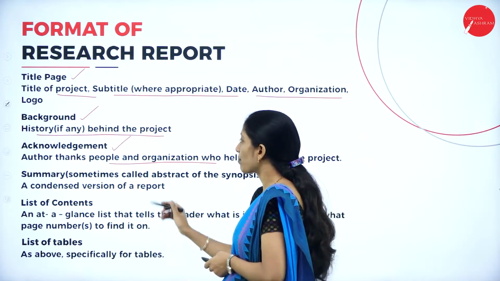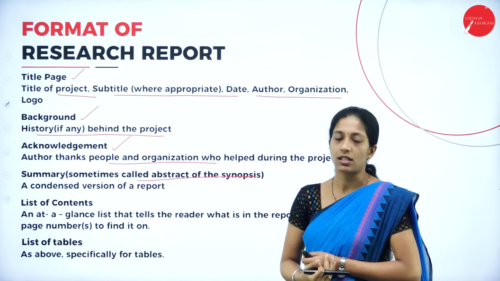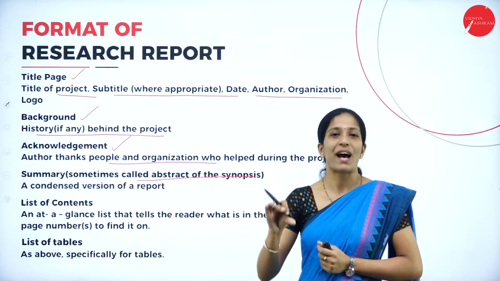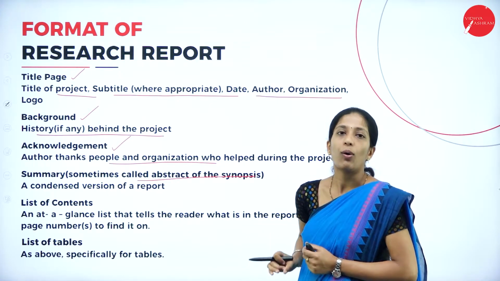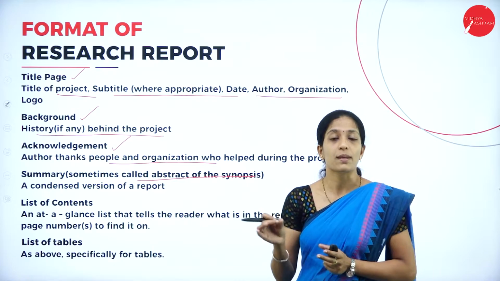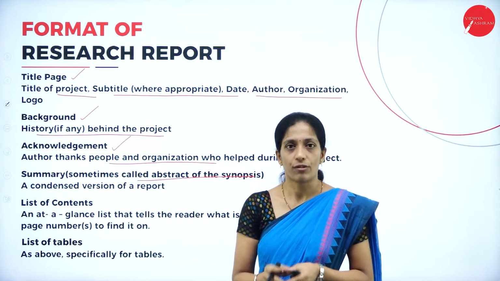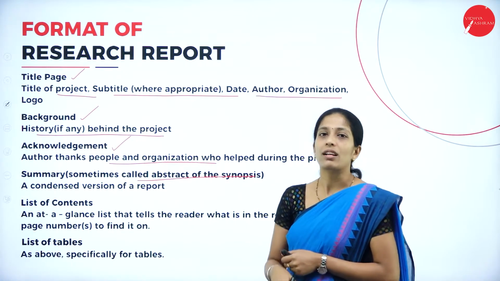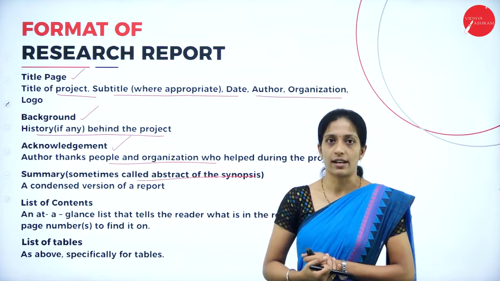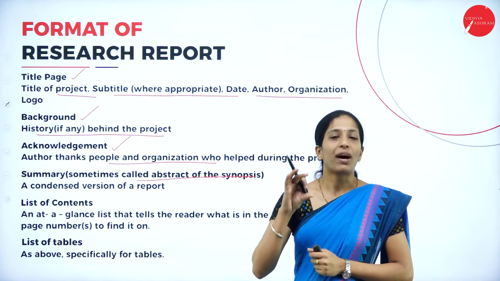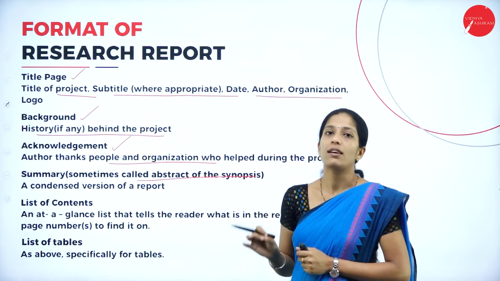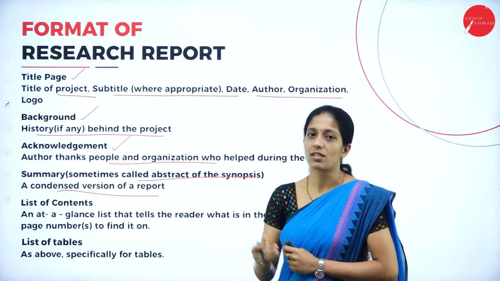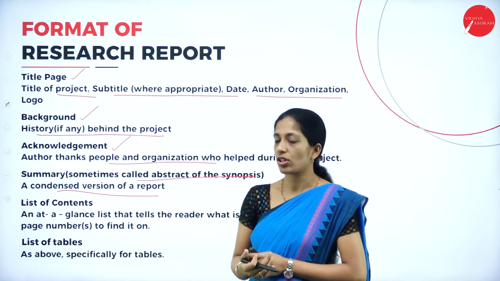Next one is summary, sometimes called the abstract or the synopsis. So summary means what? It is just an abstract wherein, in a single paragraph, he writes the whole content or the whole concept in a summarized form. That is known as what? Summary, or it is also called the abstract of the research, wherein in short form a paragraph is written about the whole research work. That is summary, a condensed version of the report, a small version of the whole research report.